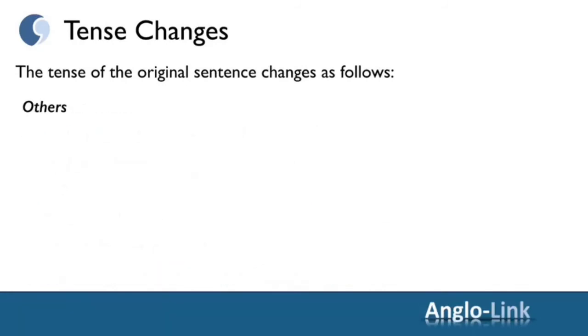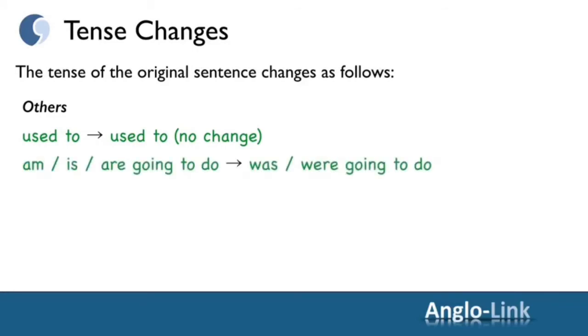There are two other tenses to consider. One is used to, and it doesn't change. It stays as used to. Then we have am, is, are going to do. It changes to was or were going to do.